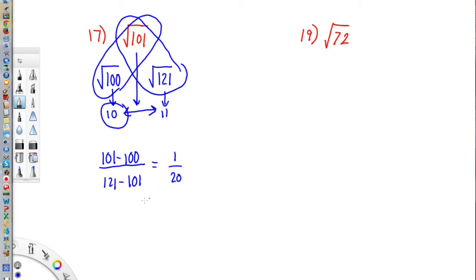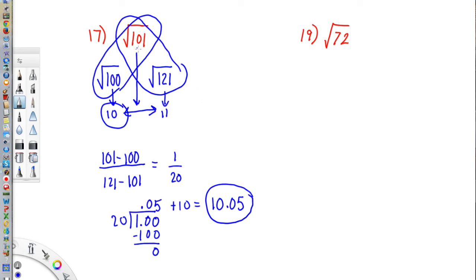But let's change this 1/20 to a decimal since we need some practice with that anyway. I'm going to take 1 and divide it by 20. 20 will not go into 10, in fact, but it will go into 100 5 times. 5 times 20 is 100. We have no remainder, we can stop. So I take my whole number, 10, and add it on to my decimal answer, and that will give me the answer of 10 and 5/100ths. That is the square root of 101. We were supposed to estimate to the nearest tenth, but we can find the exact answer for that.